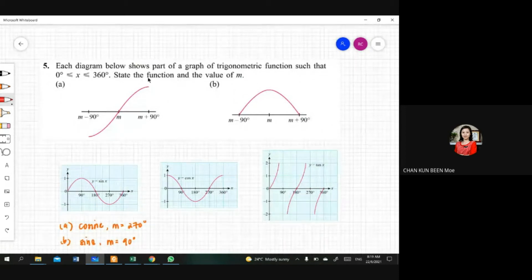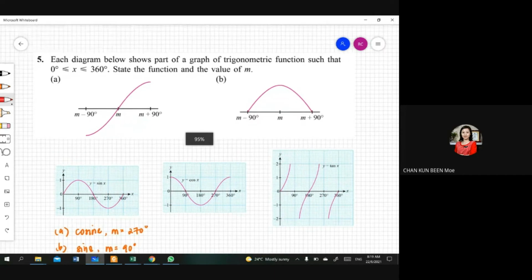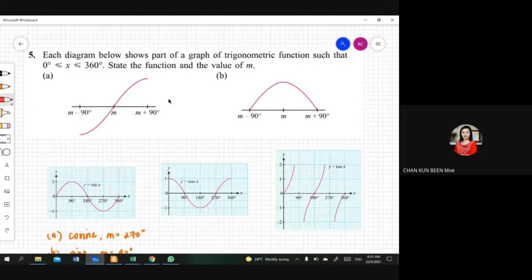Okay, so continue with question number 5 here. Each of the diagrams below shows part of a graph of a trigonometric function, such that x is in between 0 to 360. State the function and the value of m. So you have to state what function this is and what the value is over here. Okay, so how do we do it? You just need to compare to the 3 graphs that you have learned: sine graph, cosine graph, tangent graph. Okay, so this one is going up like that, cutting through m.